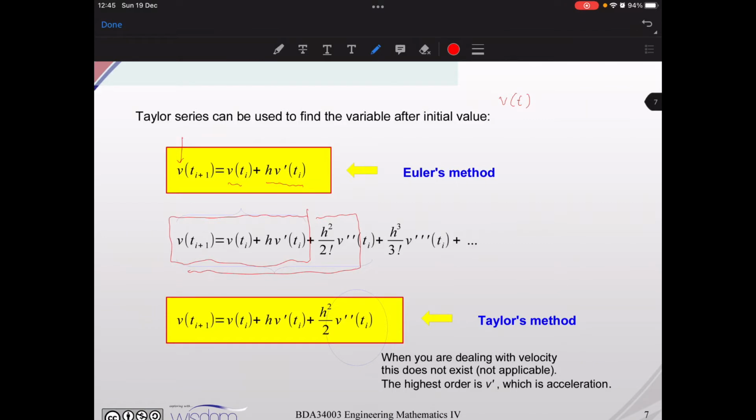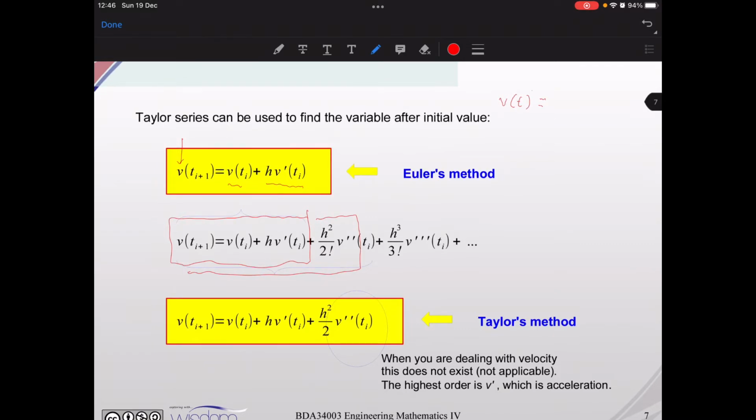However, if we want to use Taylor's method, especially to solve v, if you see for Euler's method, it is up until the first order v prime. So we know that v prime is acceleration.